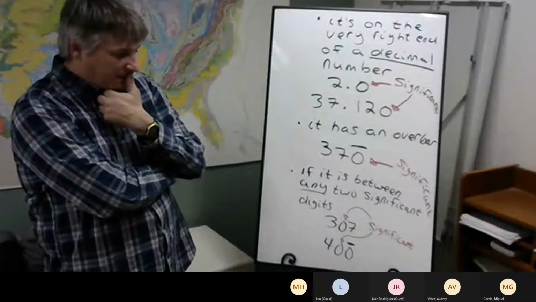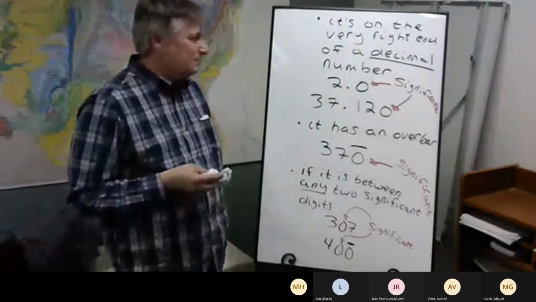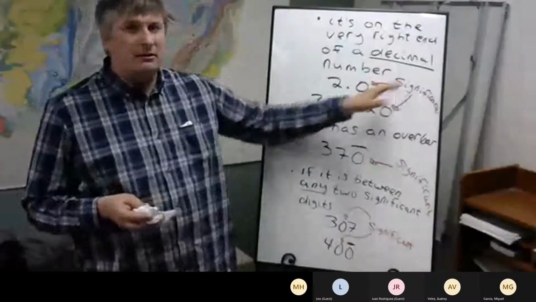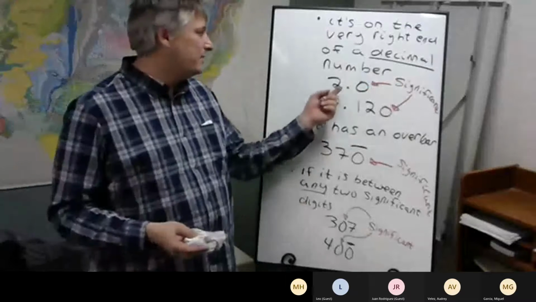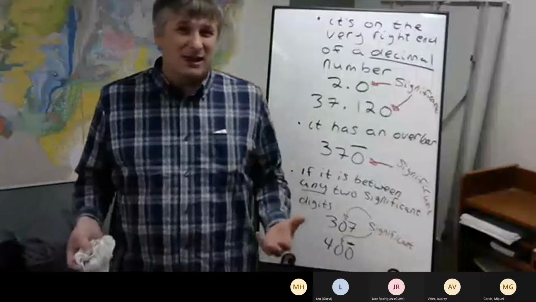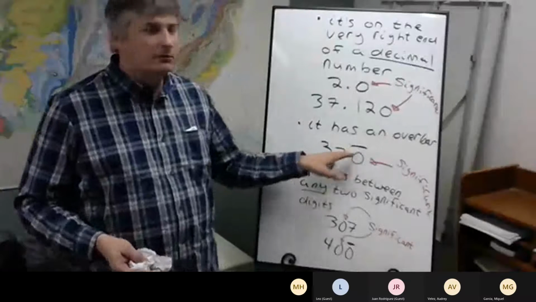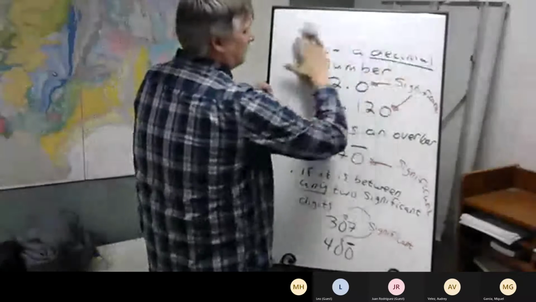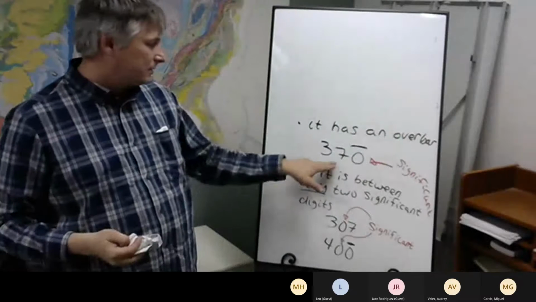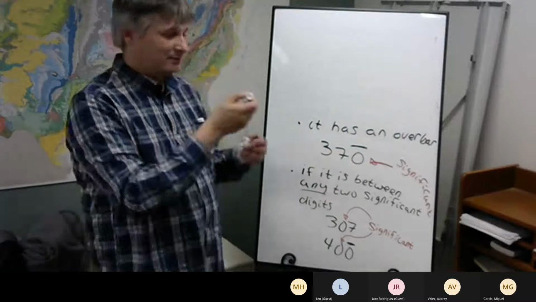The third rule is when is 0 not significant? And there's really two situations. We talked about being on the far right of a decimal number. And by decimal, we mean a number with a decimal point. But what if we have a number that doesn't have a decimal point? Say like this, but there's no overbar. Well, if it's on the right end of a whole number, and there's no overbar, that's not going to be significant.